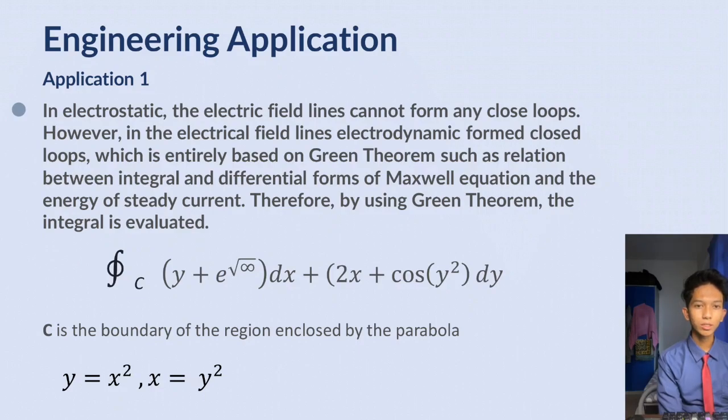Therefore, by using Green theorem, the integral is equivalent. We know the equation is the integral over C of (y + e^(√x)) dx + (2x + cos(y²)) dy. C is the boundary of the region enclosed by the parabola. We know that y equals x² and x equals y².